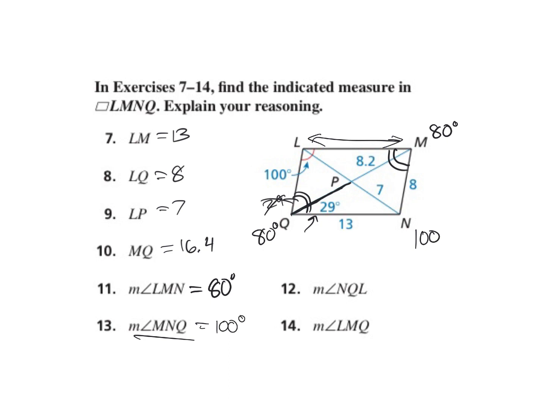Now, NQL, this big angle right here. Well, we already figured that out. That whole thing is 80. And then it says LMQ. This angle right here. Well, this is parallel to this one cut by a transversal. So we have alternate interior angles. So if that's 29, that one's 29 degrees.